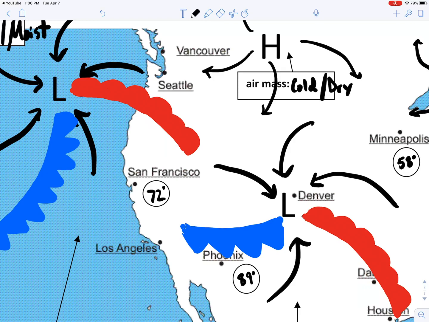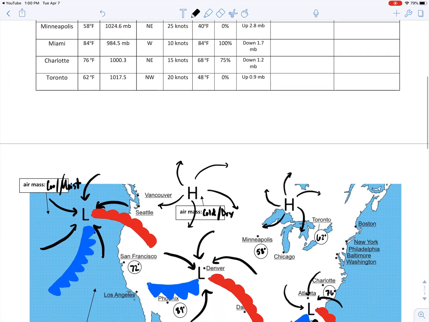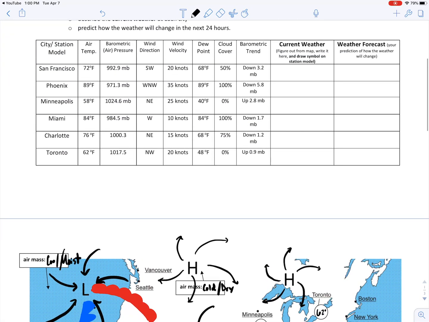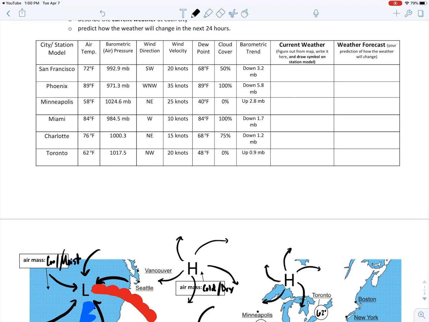If we look here, we've got San Francisco. It's 72 degrees. It's right along the coast. The front hasn't got there yet, but we know this cold front is moving in. The cold front is on its way to San Francisco. So that tells me something. We know cold fronts are associated with severe, heavy rain and things like that.